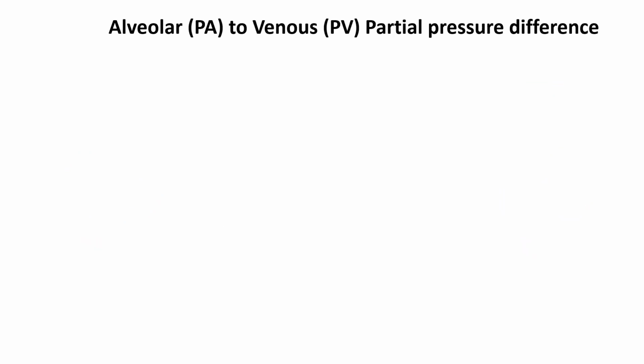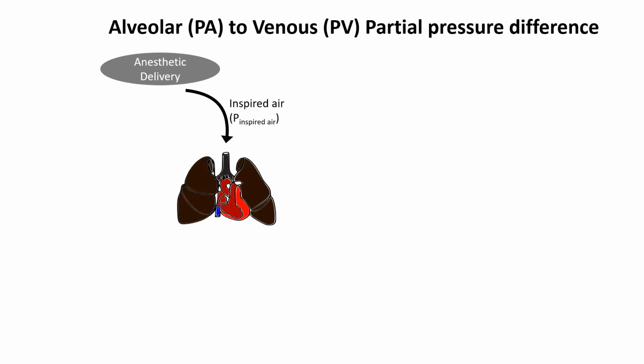Another important factor determining the uptake of anesthetics is the alveolar to venous partial pressure gradient of an anesthetic. Let's understand what these pressures are. With the delivery of anesthetics, the inspired gas containing anesthetics enters the alveoli of the lung. The concentration of anesthetic in the alveoli determines the alveolar partial pressure, which drives the diffusion of the anesthetic into the pulmonary capillaries. The anesthetic then passes via the pulmonary vein into the left side of the heart, which pumps it into the systemic arterial circulation.